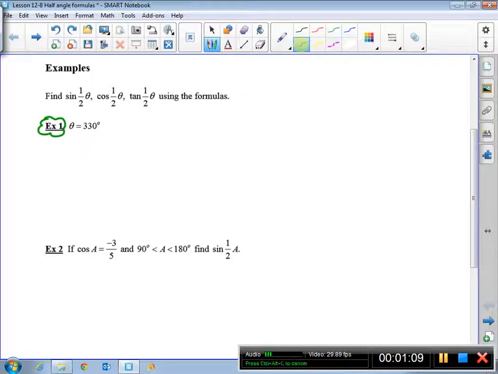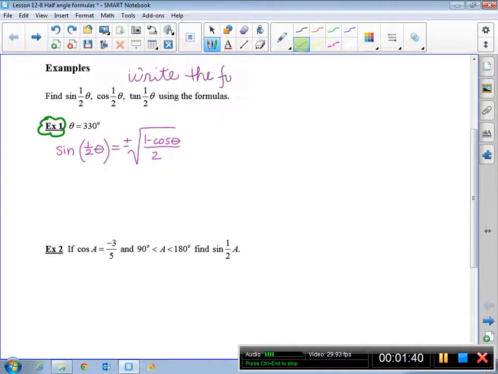Find the sine of half theta, the cos of half theta, and the tangent of half theta. So remember, like I said in class the other day, these are all formulas. The very first thing you should be doing is writing down the formula. Just like if I asked you to find the area of a triangle, you would write down the formula and you would substitute in the base and the height. So here, write down the formula.